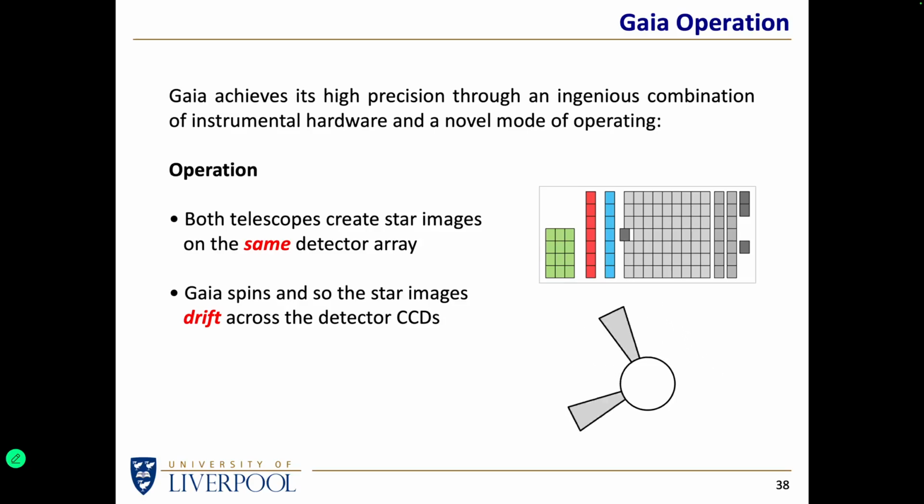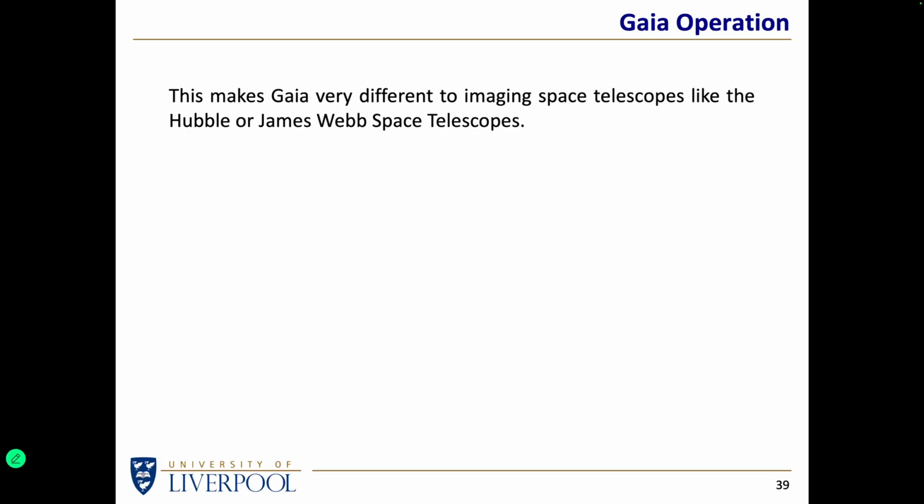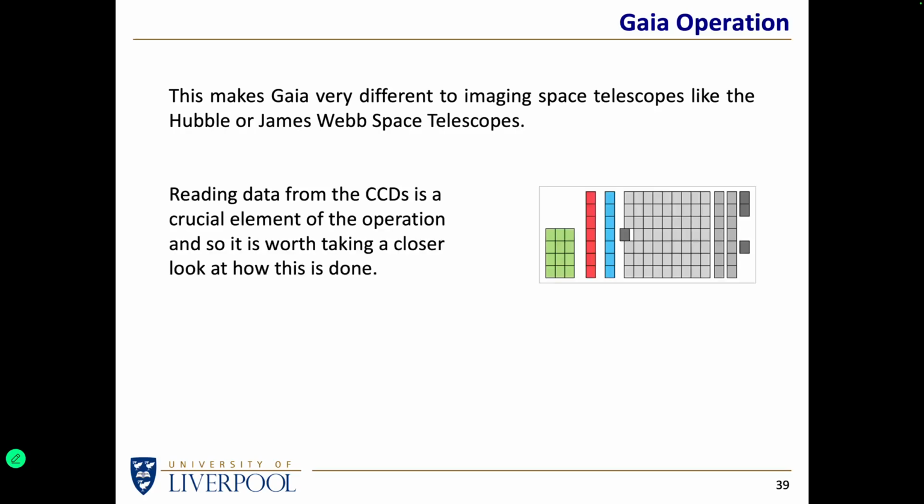Gaia spins. The star images drift across the detector. So Gaia does not take images. Unlike just about every other space telescope you can think of, it is not simply a question of staring at a patch of sky and keeping the telescope fixed relative to a patch of sky and taking pictures. Gaia does not take images. This makes Gaia very different to imaging space telescopes like the Hubble or the James Webb Space Telescopes, which we are relatively familiar with. And one of the key differences is how you get data from the detector.